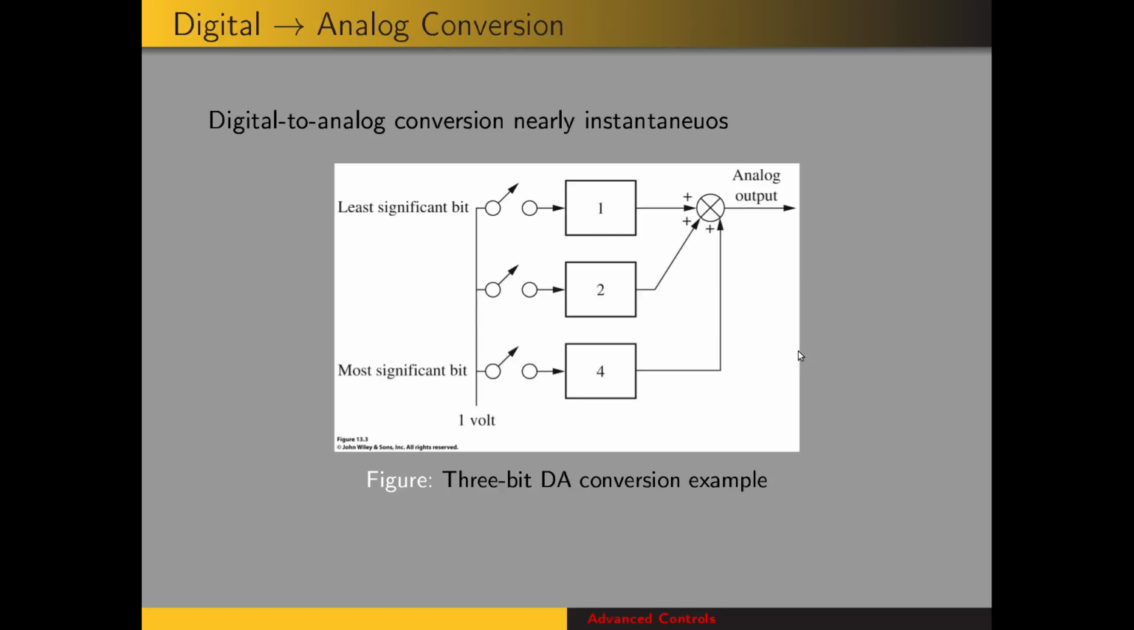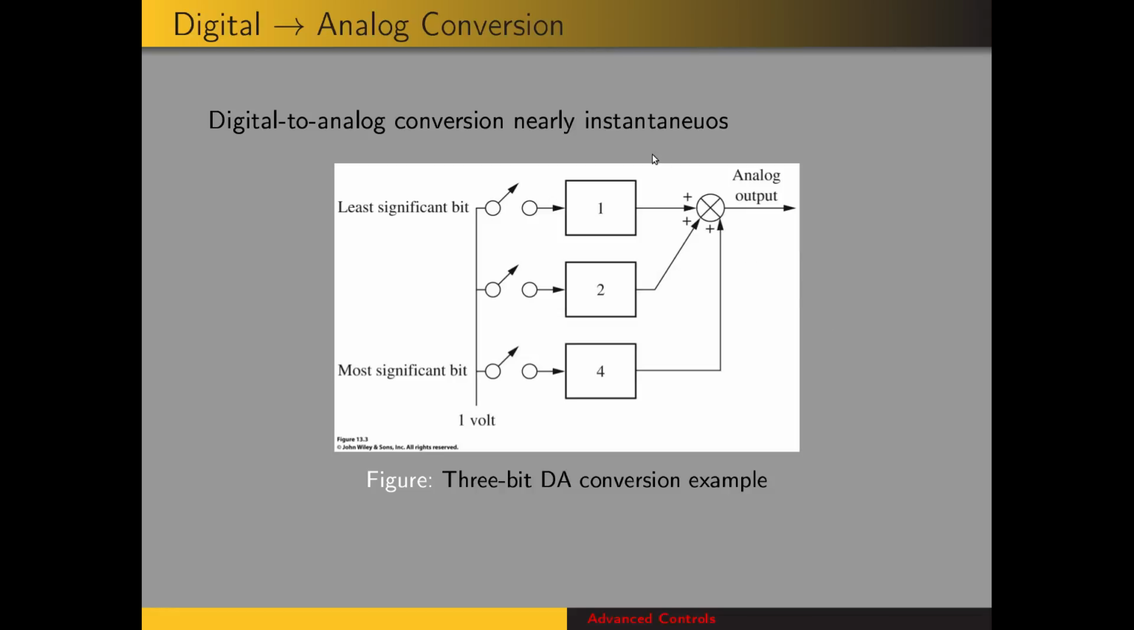Digital to analog conversion is a nearly instantaneous process. Here's a schematic representing a 3-bit digital to analog conversion. So this analog output could have values between 0 and 7 volts. This switch represents the least significant bit of our digital value, and this is the most significant bit. So if we wanted 1 volt, this switch would be closed. We'd have 1 volt times 1 volt plus 0, give us output of 1. If we wanted 5 volts, then we'd have this switch closed and this switch closed. So we'd have 1 volt plus 4 volts to give us 5 volts. And if all three were closed, then we'd have 7 volts.